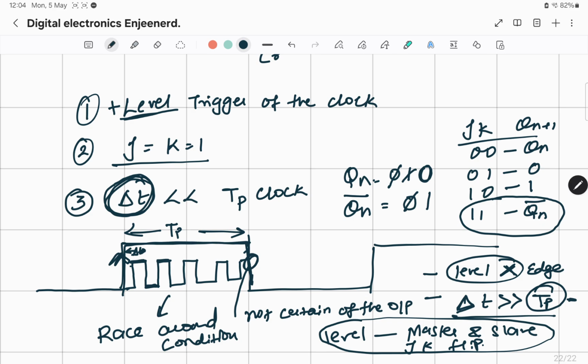In the next lecture, we will be discussing how the master and slave JK flip-flop works. I hope the concept of race around is clear. I will stop the video here.